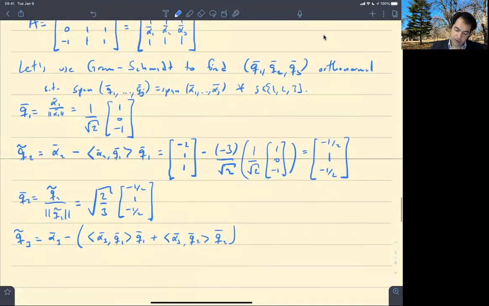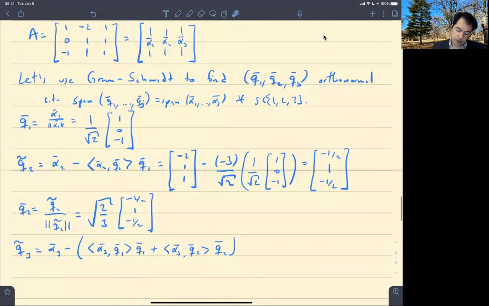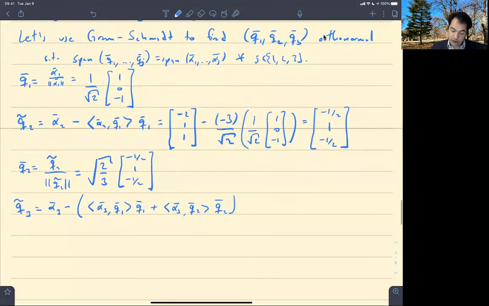Okay, now in this case, if we look up here, this column is actually already orthogonal to this one and orthogonal to this one, right? So this column is orthogonal to the span of the first 2 columns. And since Q1 and Q2 span the same space as alpha 1, alpha 2, we see that alpha 3 is orthogonal to Q1 and Q2. So this is going to be 0, and this is going to be 0. And so we're just left with alpha 3.